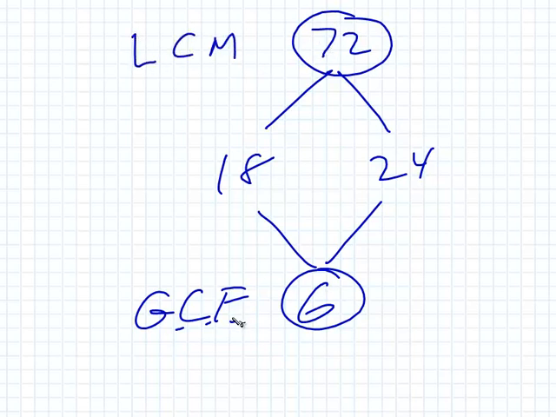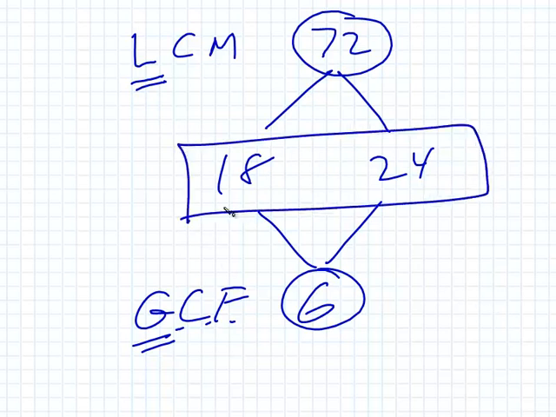So the greatest common factor will divide into both of these, and it's the greatest number that will divide into both of these. The least common multiple is the least number that's a multiple of 18. It's also a multiple of 24. So this is always going to be a number smaller than these numbers here. And this number is always a number that's going to be bigger than these numbers here. And that's the way this works. So here's the two factors we're starting with. Here's the greatest common factor and the least common multiple.